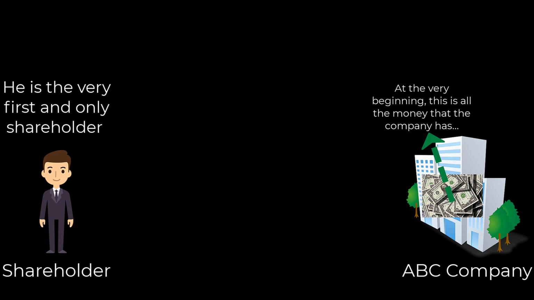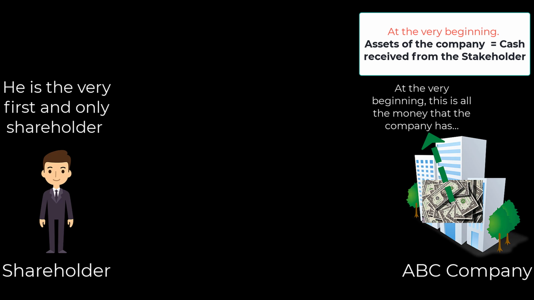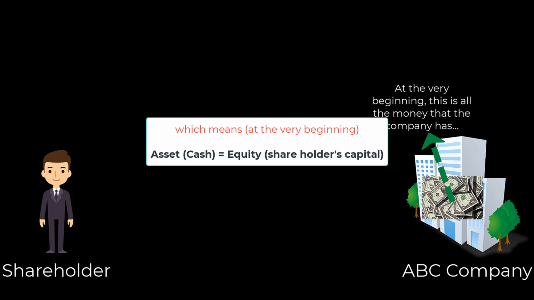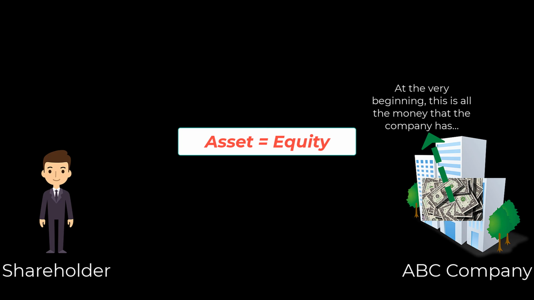So at that point in time, the asset of the company is the cash, and it is equal to the equity of the shareholder. So now the equation should look something like asset is equal to equity. Whatever has been invested by the owner is the only asset that a company has, right?